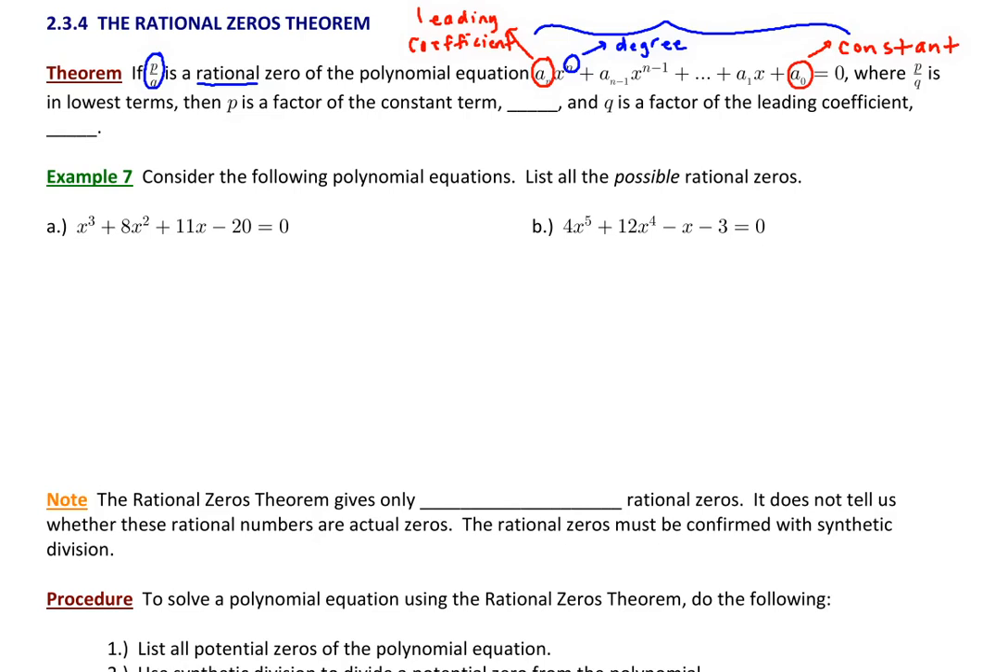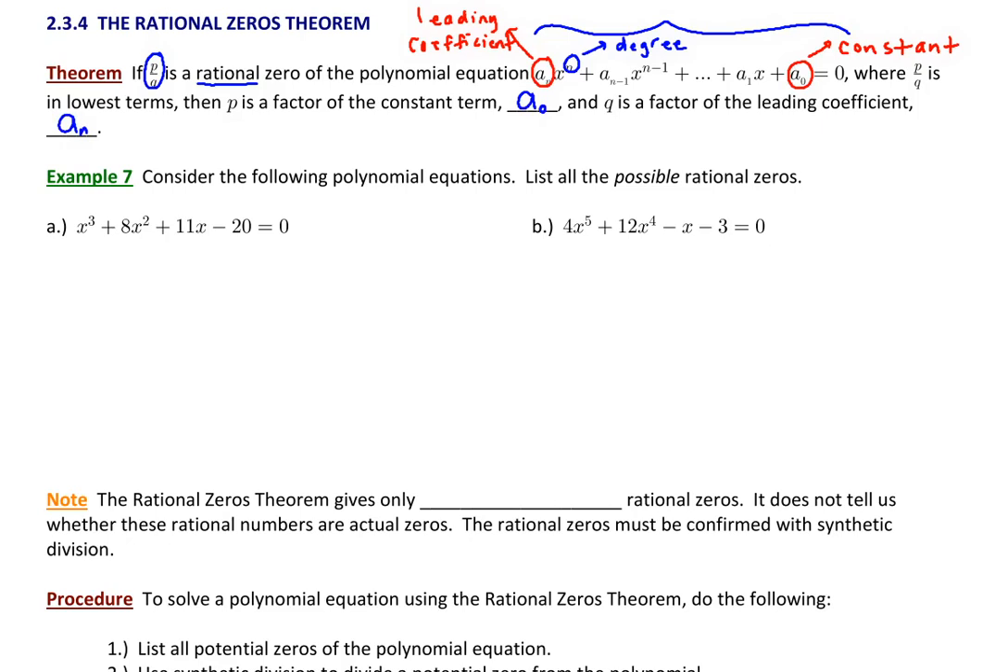So if P over Q is a rational zero of the polynomial equation, and P over Q is in lowest terms, then P, the numerator of our rational zero, is a factor of the constant term, a naught, and Q is a factor of the leading coefficient, a sub n. Okay, that's a lot of information to take in, but you're going to see it's easier in practice than it is to read the theorem. So let's take a look at example 7.